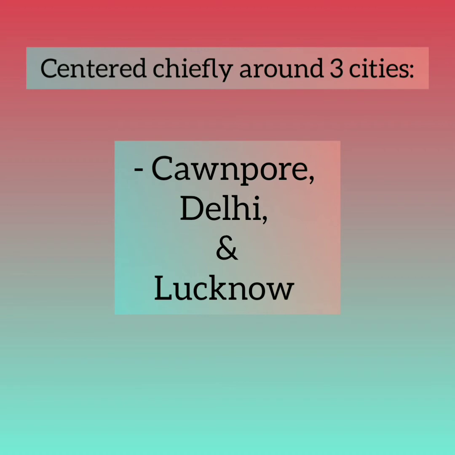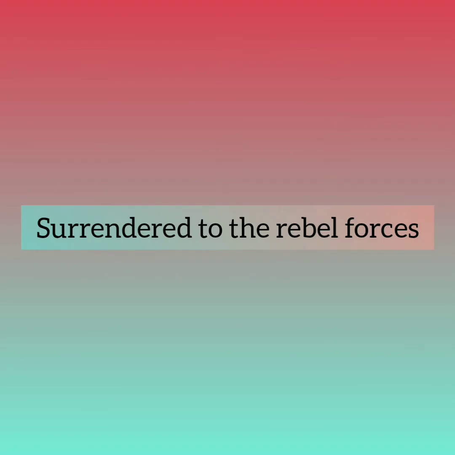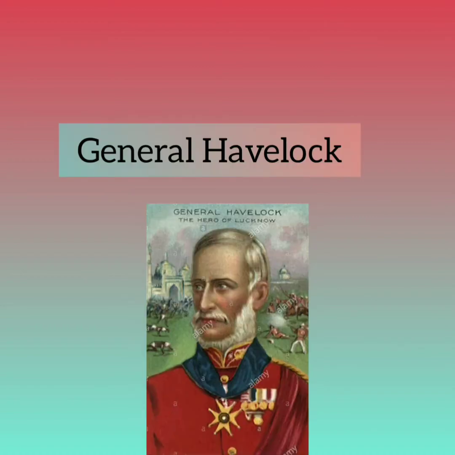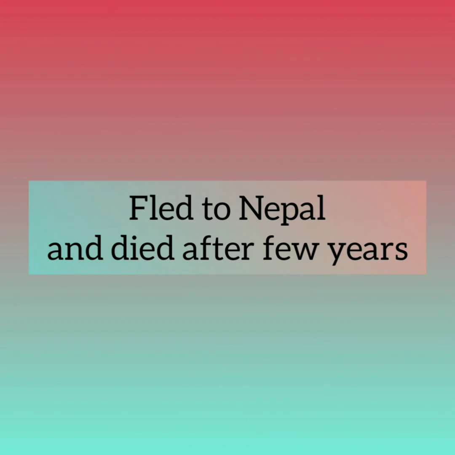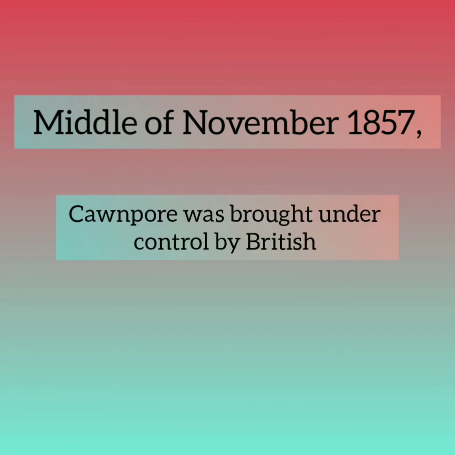When the revolt broke out at Cawnpore, Nana Sahib, who was living there in comfort, joined the rebels and declared himself to be the Peshwa. The English there surrendered to the rebel forces, but Nana Sahib was finally defeated by General Havelock and he fled to Nepal, where he died after a few years. By the middle of November 1857, Cawnpore was brought under control by the British.